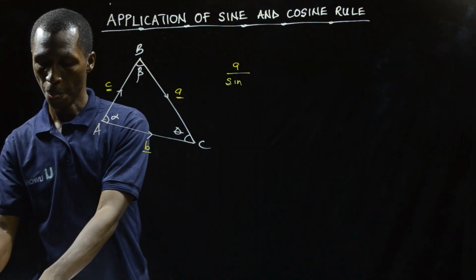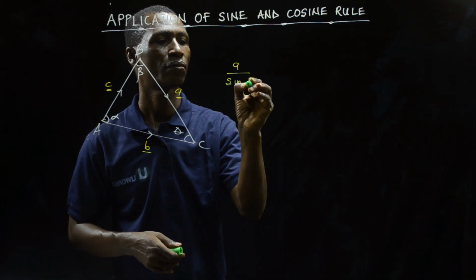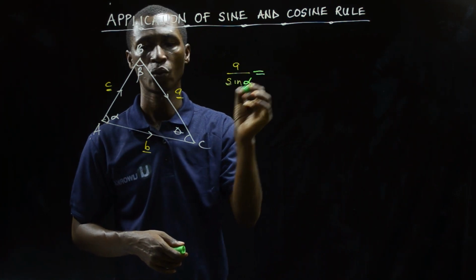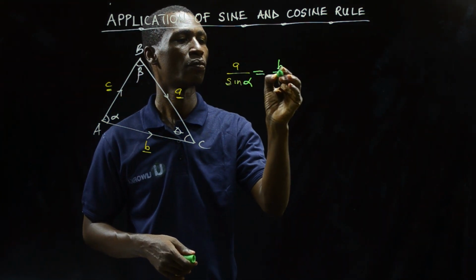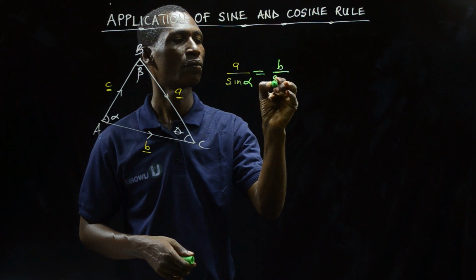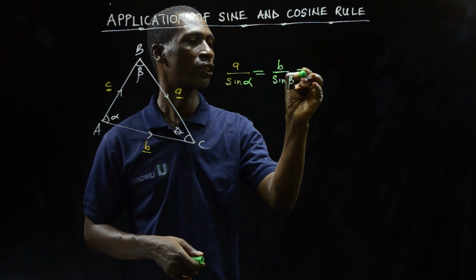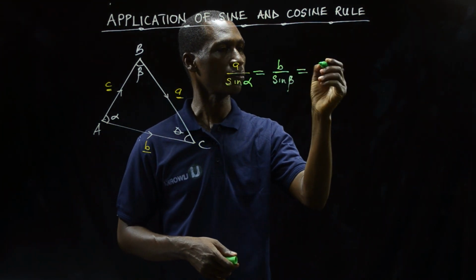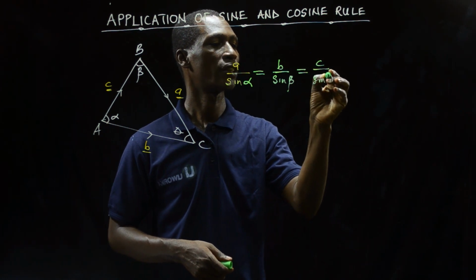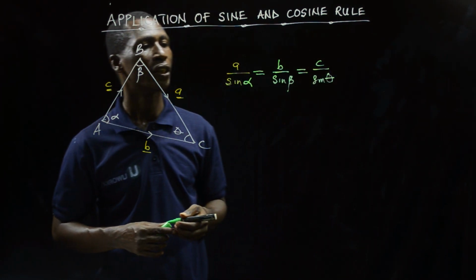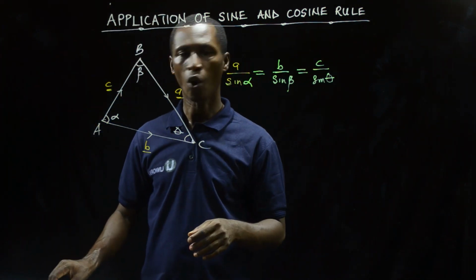So A on sine alpha must be equal to B on sine beta, which is equal to C on sine theta. Good.